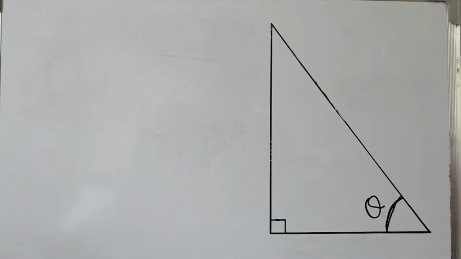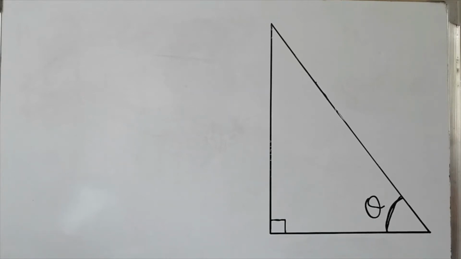Welcome. Today you're going to be learning about right-angled triangles and Pythagoras theorem. So what is a right-angled triangle? A right-angled triangle is a triangle in which two of the sides are forming an angle of 90 degrees.